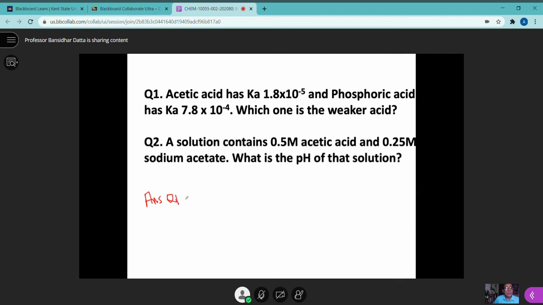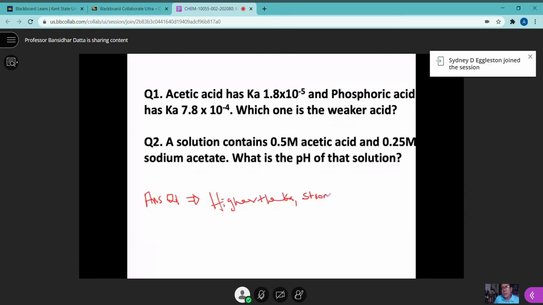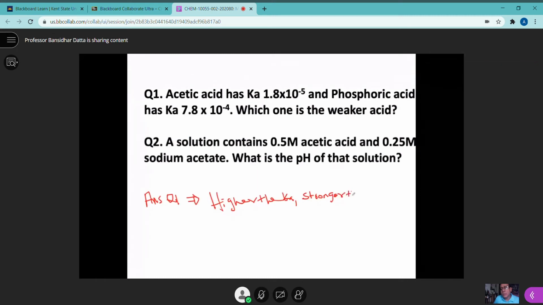The answer to question number 1 goes this way. The higher the Ka value, the stronger the weak acid. This is the rule. Remember, we are differentiating within weak acids. So the higher the Ka, the stronger the acid. Now tell me, what is the answer?